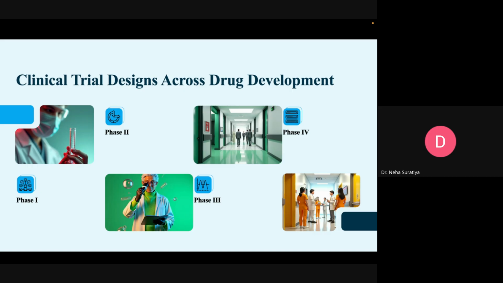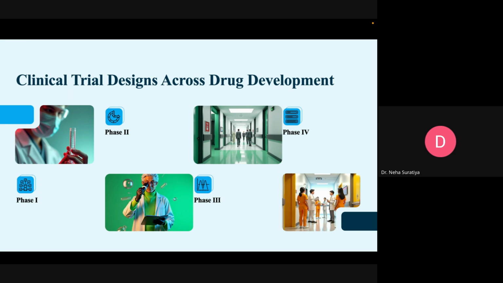For example, in phase 3, where you are confirming the efficacy and monitoring safety, you require some common study designs like larger scale RCT, double blind trial, multi center studies. The very big example with us is the COVID-19 vaccine efficacy trials. Phase 3 में RCT था, डबल ब्लाइंड था, मल्टी सेंटर स्टडी था, है ना?